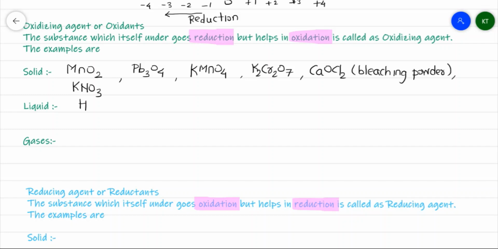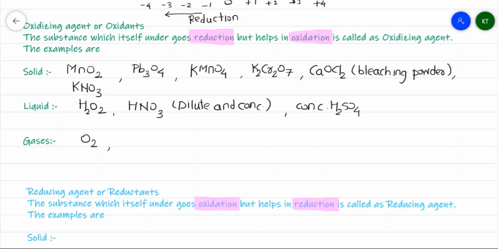Then I have hydrogen peroxide, H2O2. It's a liquid. Then HNO3, both dilute as well as concentrated, will act as an oxidizing agent. Dilute and concentrated HNO3, that's nitric acid, will act as an oxidizing agent. Then I have concentrated sulfuric acid. Concentrated sulfuric acid will act as an oxidizing agent, and it's in liquid state. Then in gaseous state I have oxygen gas itself. Then I have ozone, that's O3.